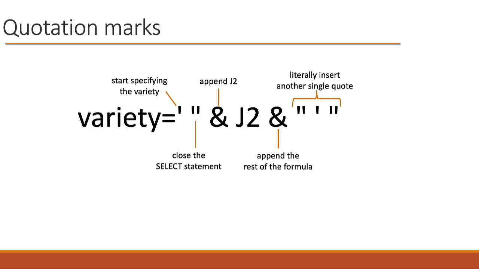And now I've got to append that J2 to the formula. So I need an ampersand. And then after I reference that J2, I have to append the rest of the formula. So I need another ampersand. And then I need to literally insert another single quotation mark to balance out the opening one that we have in the beginning here. So I have to put that single quotation mark nested inside two double quotation marks. Yeah, this is confusing. It's insane, but we have to do it this way for it to work.